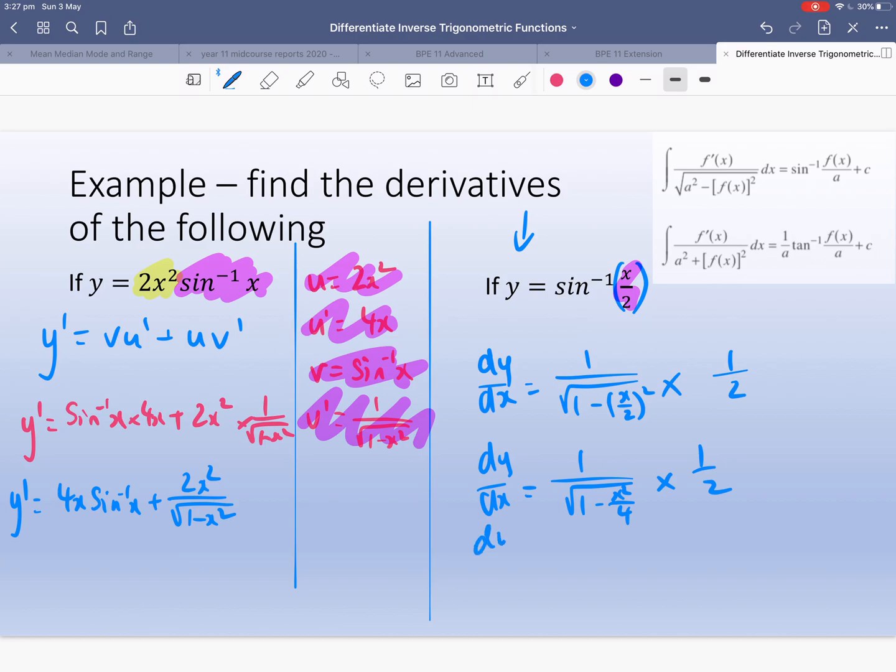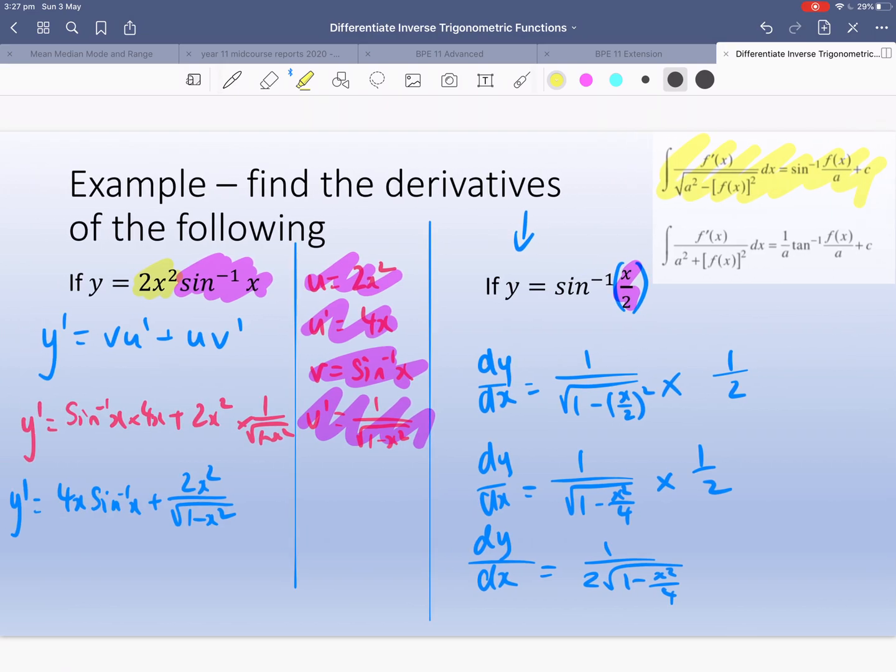Now I'm going to come back to this one in a sec. And that's our answer. Because I'm going to look at our formula in a bit more detail and see how we go with it, okay?